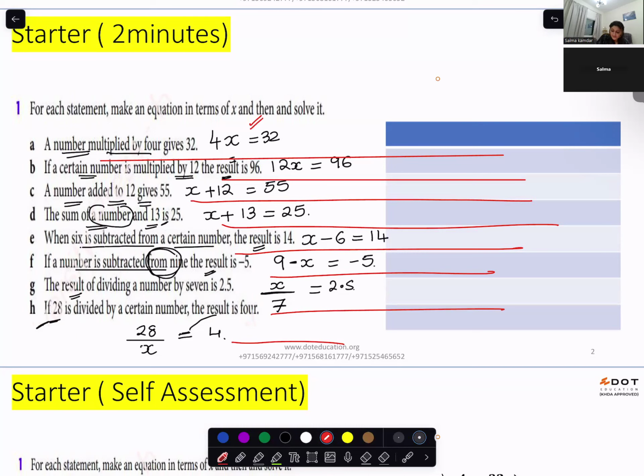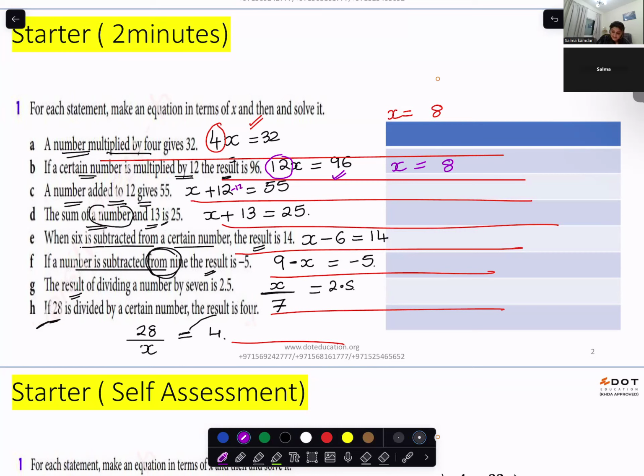I will divide both sides by 4 because I need to get rid of the coefficient. So x is going to be 32 divided by 4. That is 8. Over here, I will divide both sides by 12, because I want to get rid of this 12. So x is going to be 96 divided by 12. That is 8.